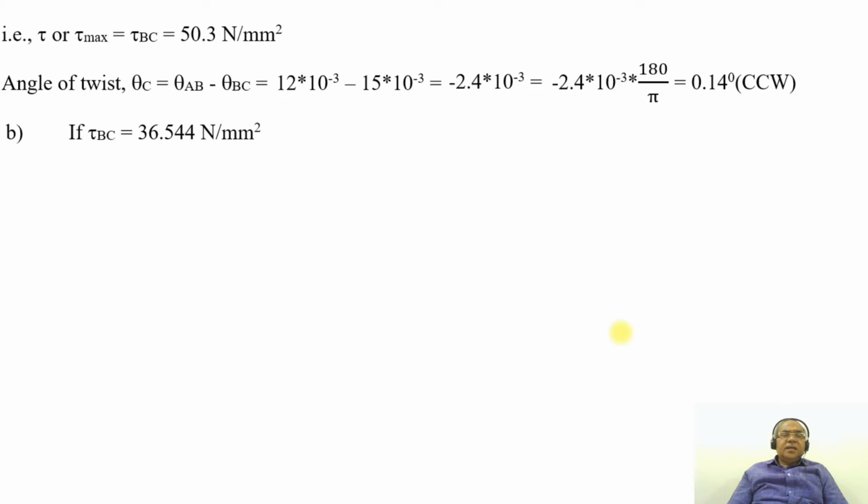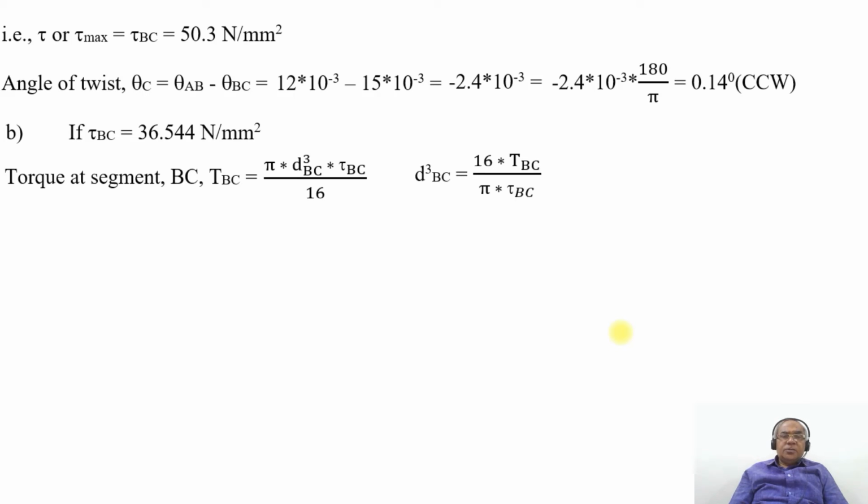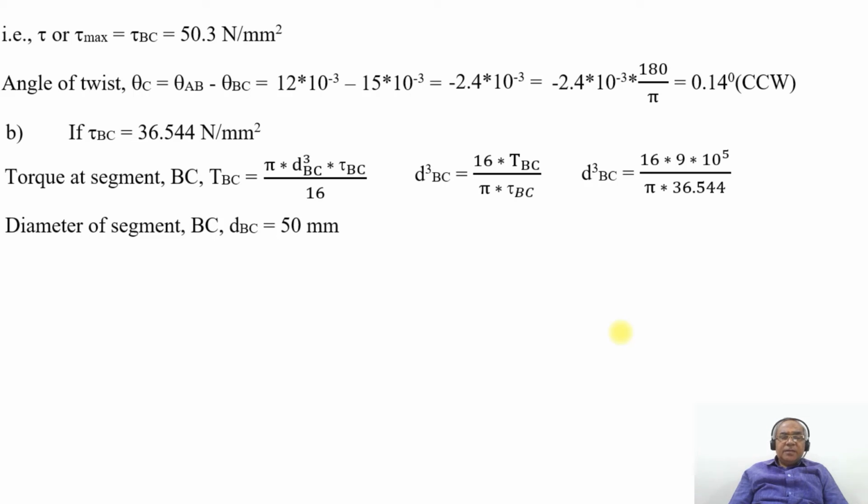So similarly, in case B, if tau BC is equal to 36.544 Newton per mm square, that means the shear stress should be the same. So torque at the segment BC, TBC, will be equal to pi d cube by 16 into tau BC, so d cube BC will be equal to TBC into 16 divided by pi into tau BC. So d cube will be equal to 16 into 9 into 10 to the power of 5 by pi into 36.544, which on simplification gives the diameter of the segment BC, DBC, equal to 50 mm.